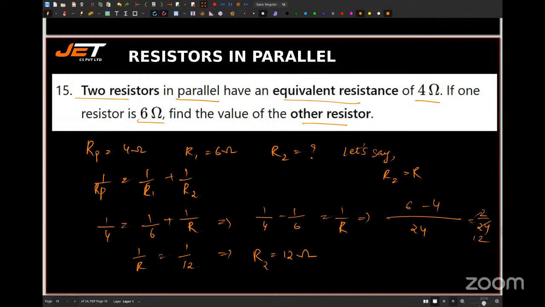So this is the value of R2. This is the resistance of the second resistor. I hope you understood, right? Anyone has any doubts in this question? Good. So moving on to the next.